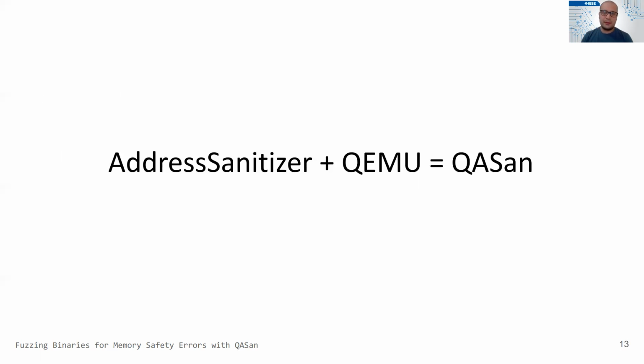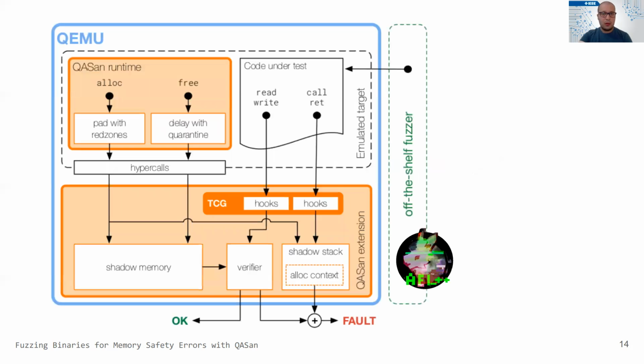Here we built AddressSanitizer on top of QEMU to enable sanitization while fuzzing with AFL++. The architecture of our tool is composed of two parts. One is AFL++, but it can be easily replaced with any fuzzer with a bit of engineering, and QEMU. Inside QEMU, QASan is divided in two parts: one that runs inside the emulated target, and one that runs in the host, as part of the emulator.